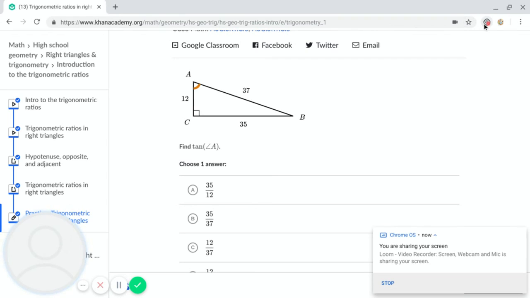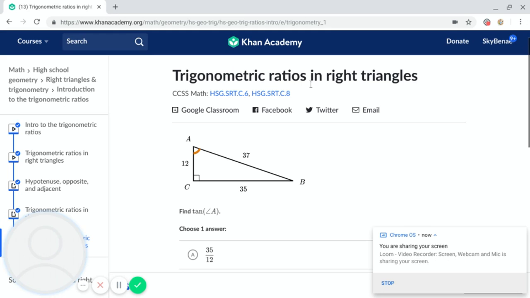Today we are going to be doing sine, cosine, and tangent. Basically, we're doing trigonometric ratios and right triangles, but we'll be using those functions mainly.